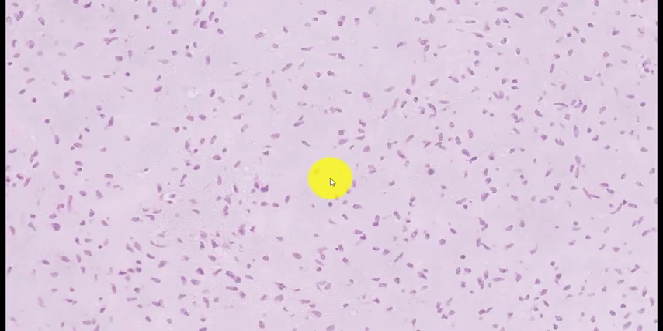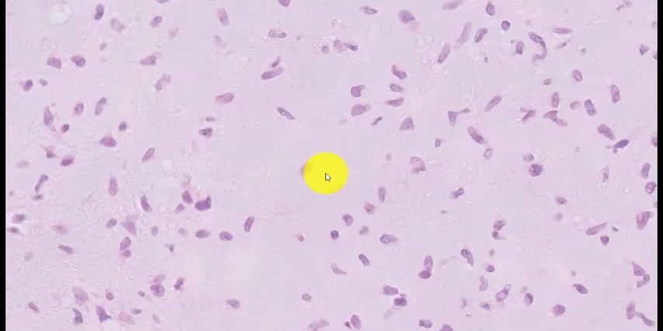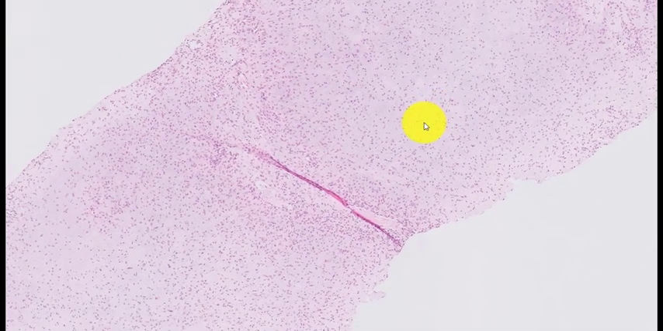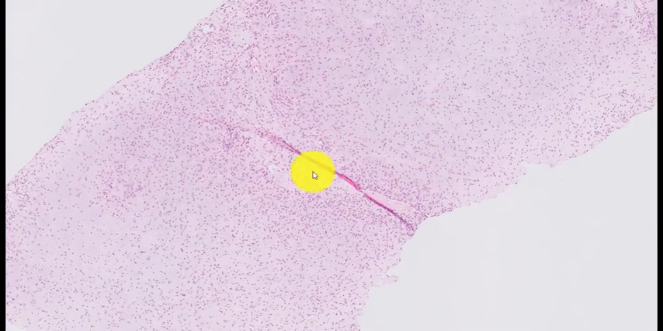When you go on higher power, you'll notice that it has this slightly myxoid or myxochondroid sort of background within which there are these spindle-shaped cells. Some of them look a little more epithelioid-like here, but they look extremely bland and there is no mitotic activity.